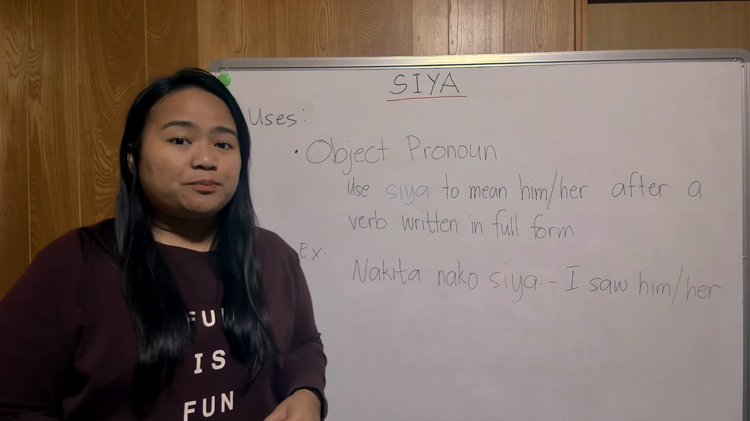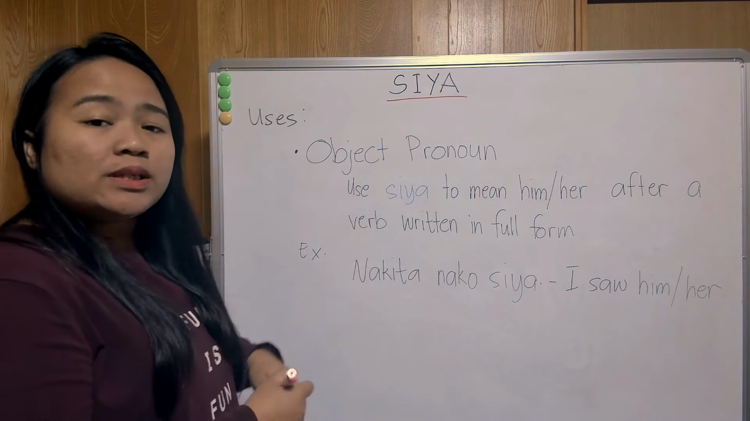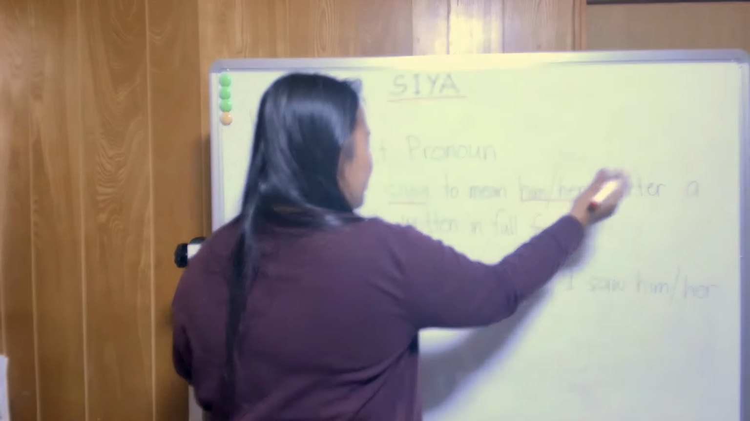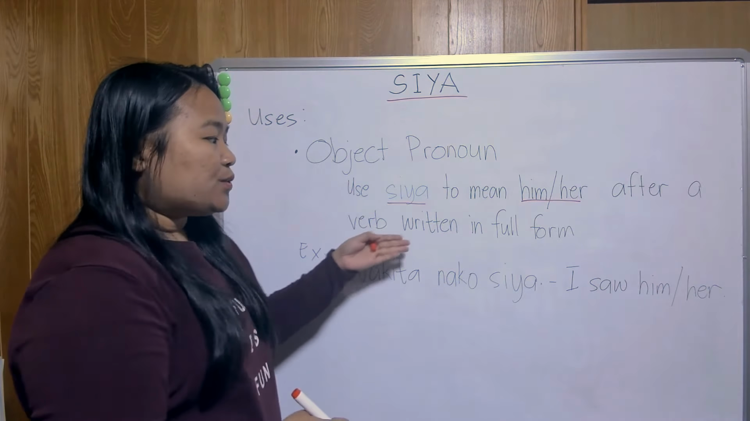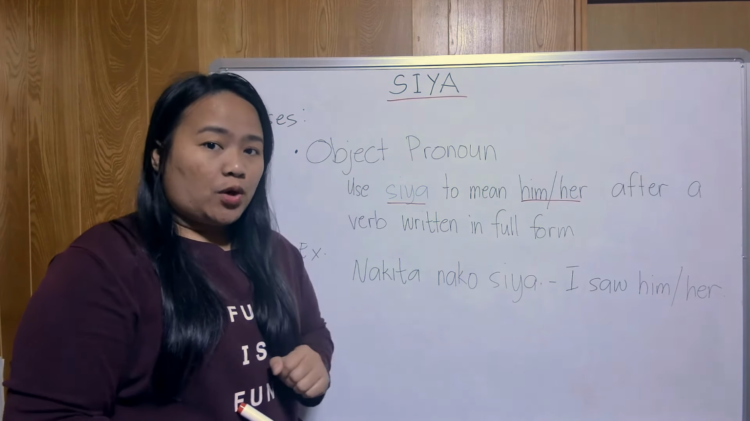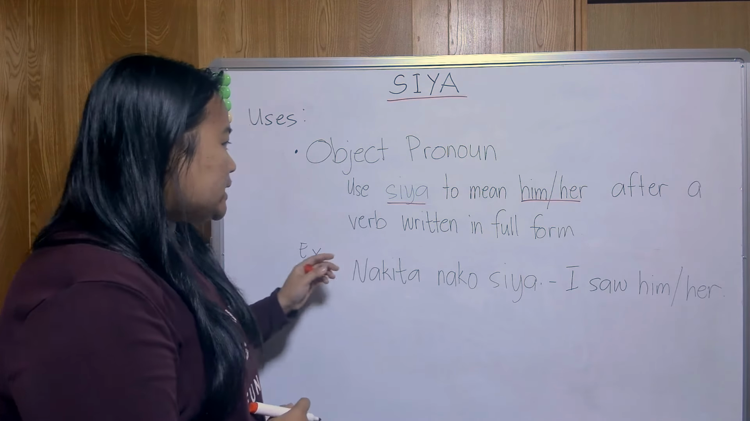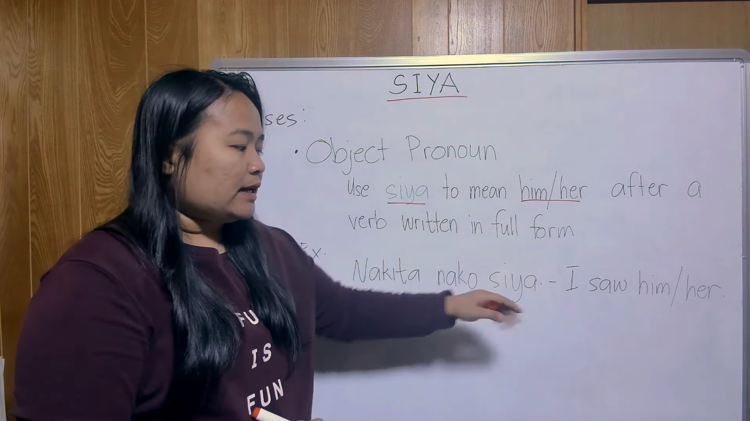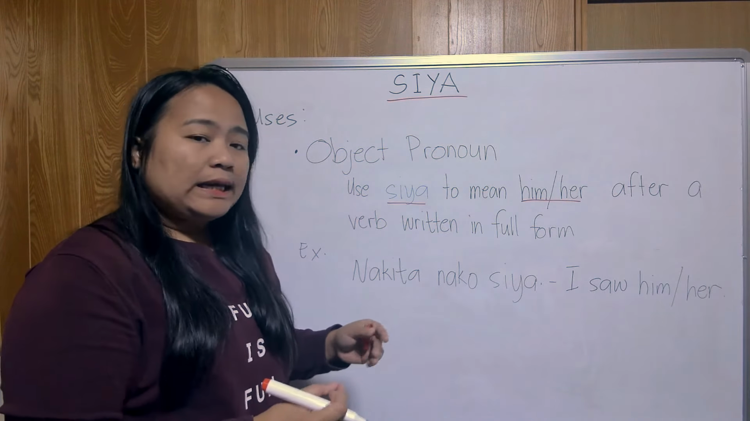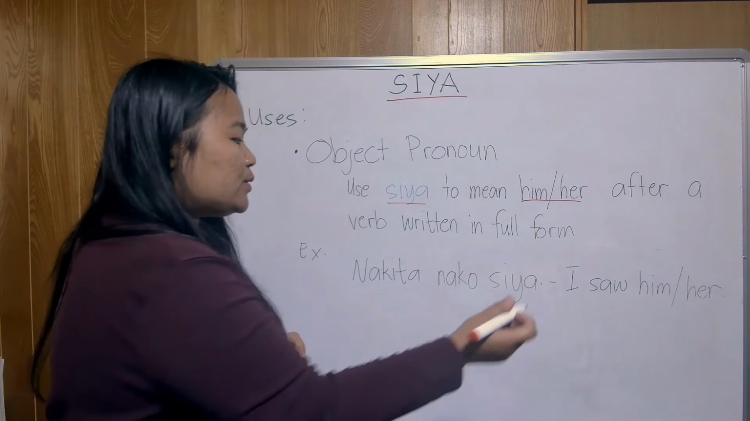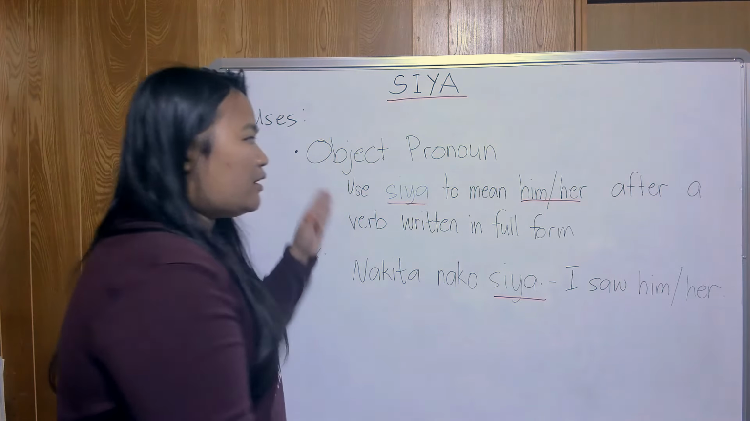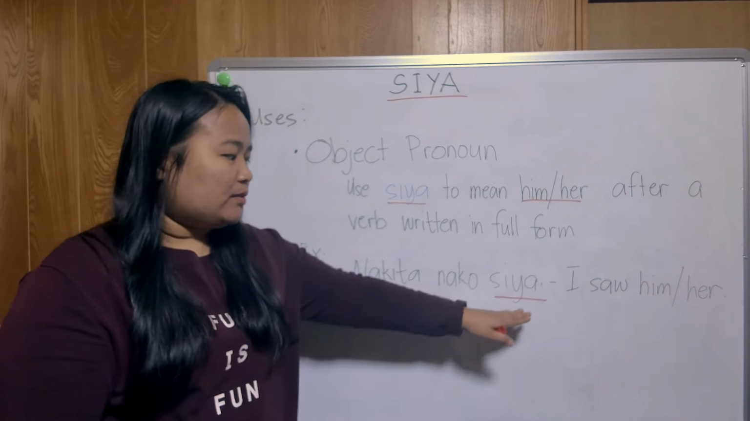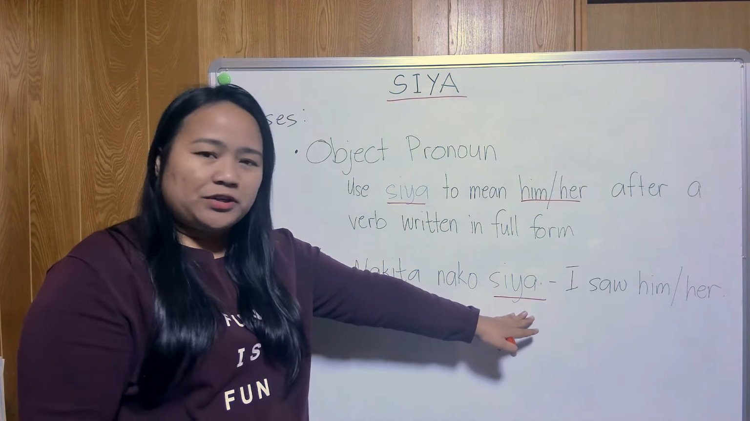Next is object pronoun. So use siya to mean him or her after a verb, written in full form. Okay, so for example, nakita nako siya. So I saw him or her. So siya is an object pronoun in this sentence. So it means him or her.